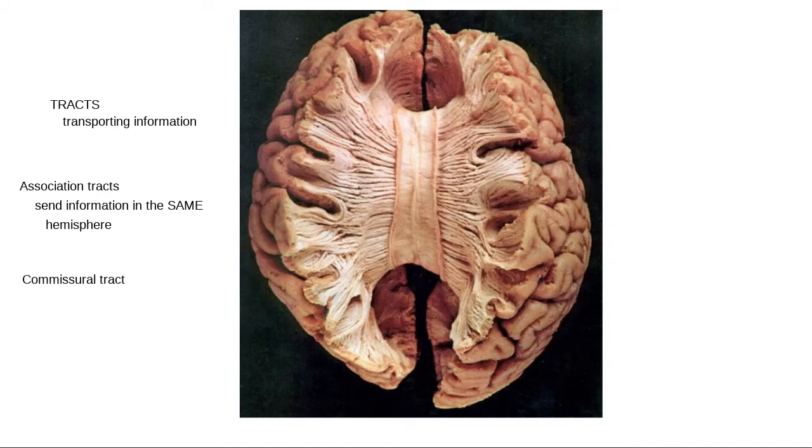When I send information through a commissural tract, information goes to the opposite hemisphere, meaning it's going to the other side of the brain. Usually, we can't process fully what we're seeing, feeling, smelling with just one side of the brain. Both sides of the brain work together to do that.